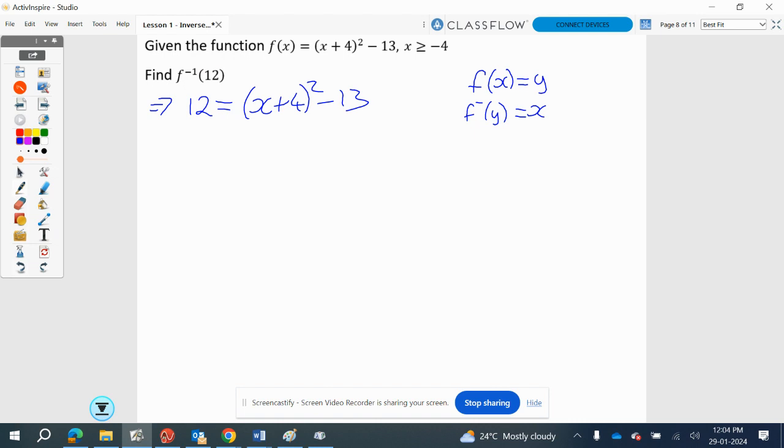So we set this equal to here, moving that across we get 25 is equal to x plus 4 squared. Taking the square root we get 5 is equal to x plus 4. We need plus minus, but once we consider the domain given here, we can reject one of the solutions. So this would give us x is equal to 1, because if we were to use the minus 5, that would give us minus 9. And minus 9 is not in the domain of the original function, so that would not be the correct answer.